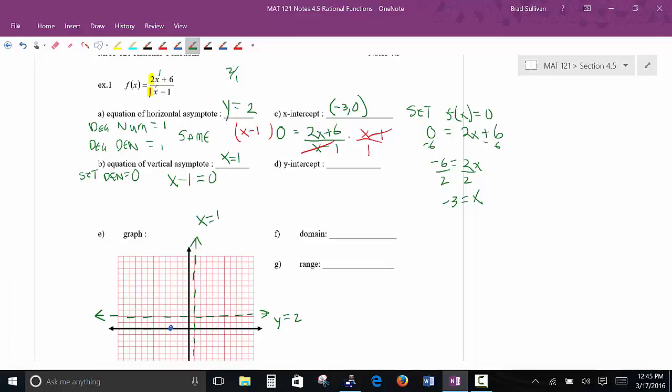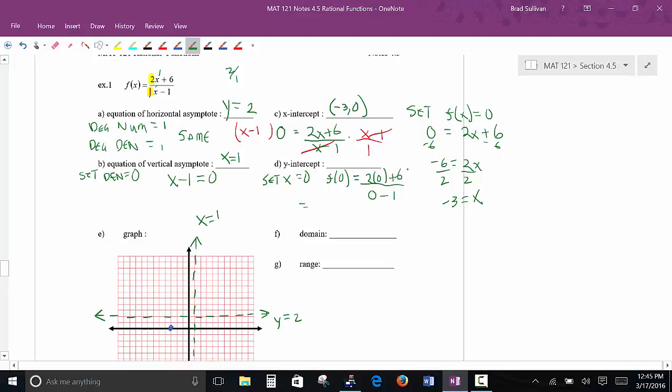X equals 0. Good. You set x equals 0. Okay, so we're going to set x equal to 0. So you just go to your function. You're doing f of 0. Y-intercepts a lot of times you can do in your head. So you just do 2 times 0 plus 6 over 0 minus 1.